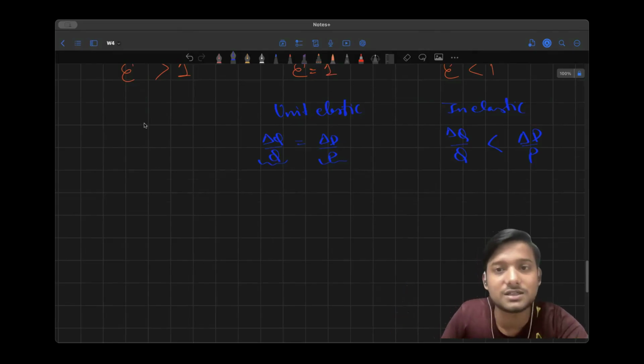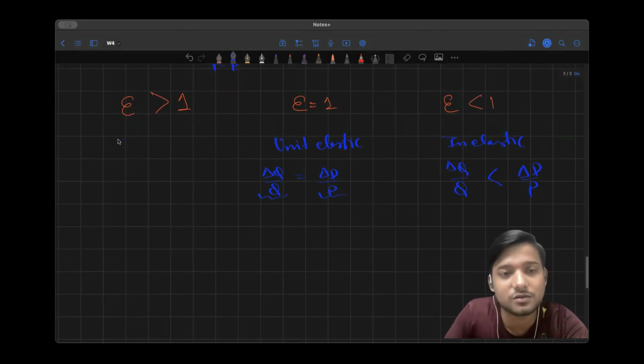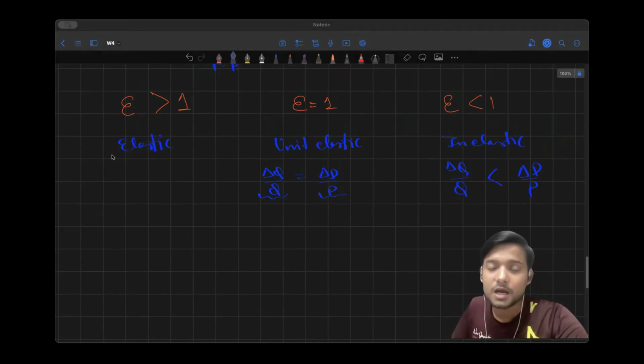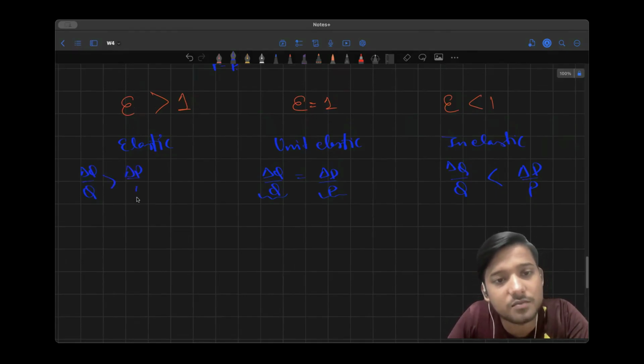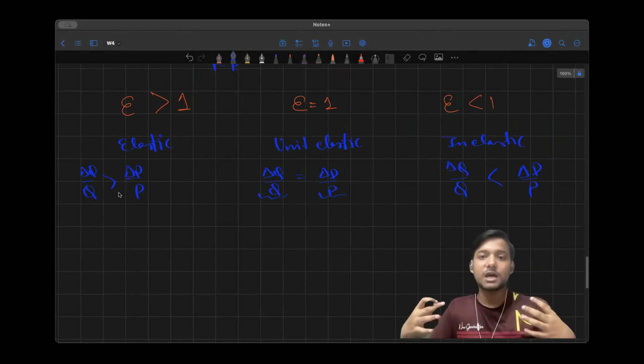And the opposite is the case for E greater than 1. This is known as elastic. What does this tell me? That my percentage change in quantity is going to be greater than the percentage change in price. So delta Q by Q is going to be greater than delta P by P. This tells me that my consumer base, or customer base, is very sensitive, or you can say sensitive to price.